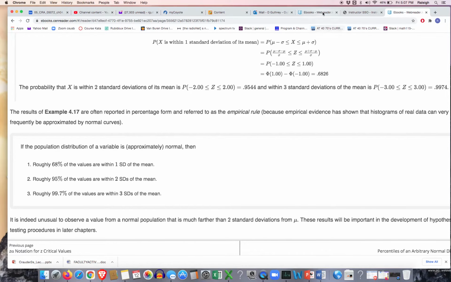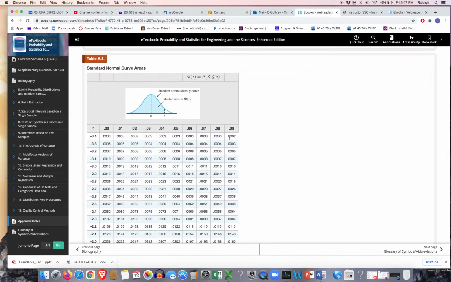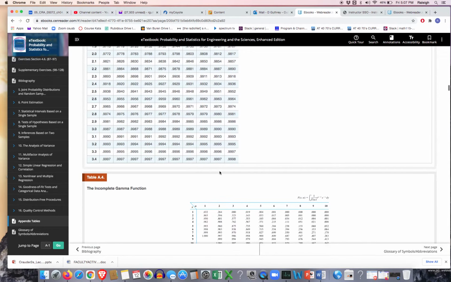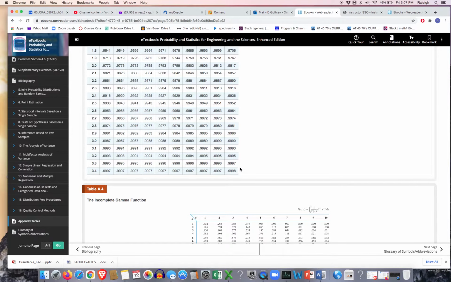I guess I could take another quick look at the table. Yeah, the smallest value on the table is 0.0002 at minus 3.49. The highest number is 0.9998. So that's also just 1 minus 0.0002. So they could go a little further, but it goes so slowly at the end.